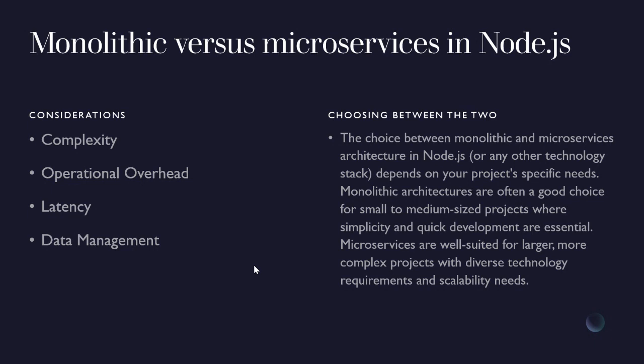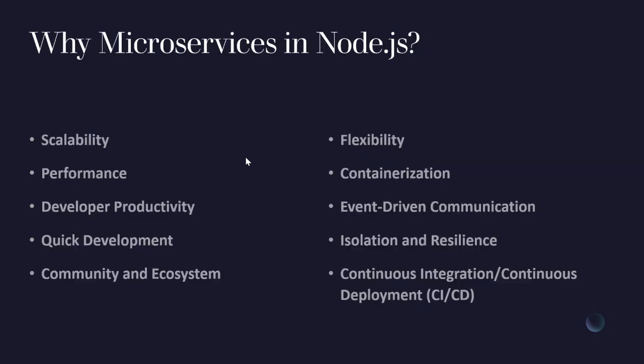Monolithic architectures are often a good choice for small to medium sized projects where simplicity and quick development are essential. Microservices, in contrast, are well suited for larger, more complex projects with diverse technology requirements and scalability needs. So it totally depends on your needs, right? You need to consider these four points.